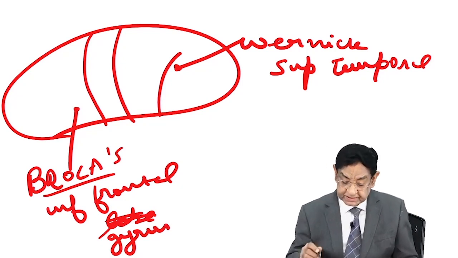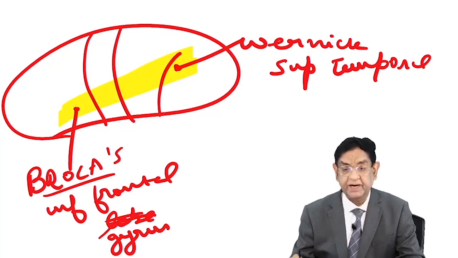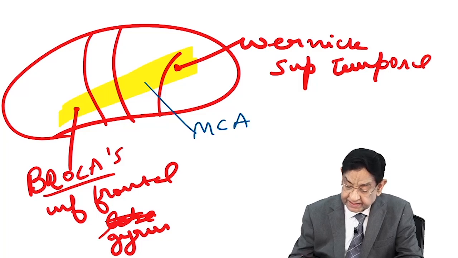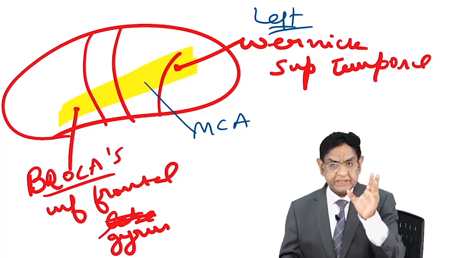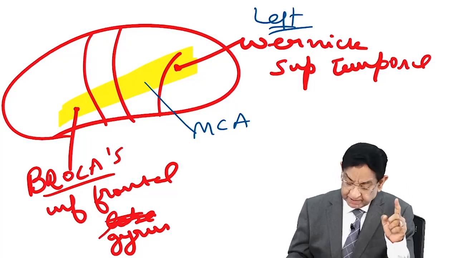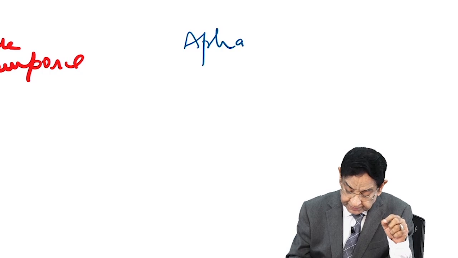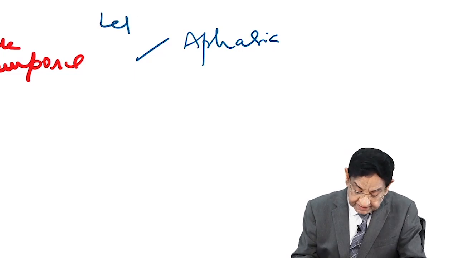Okay. This whole area is being supplied by the middle cerebral artery, MCA. And these centers lie on the left side. So whenever the left-sided middle cerebral artery is involved, it leads to aphasia. Aphasia will be a feature when the left-sided MCA is involved.